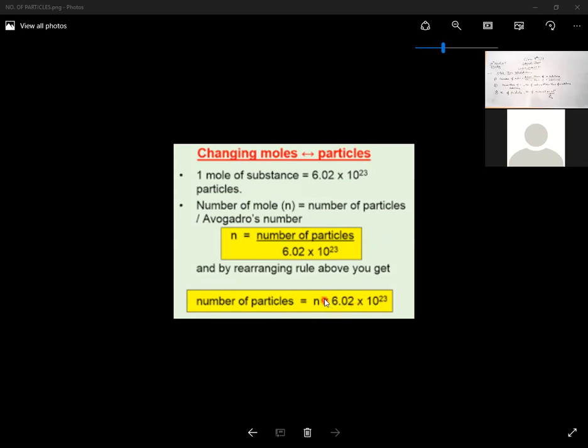If we want to find the number of moles and in the given statement the number of particles is given, then the number of moles can be found by number of particles divided by Avogadro's number, just like this. By rearranging the two equations, we have discussed only two calculation formulas, number of moles and number of particles, and they are rearranged. Okay, students, is it clear?